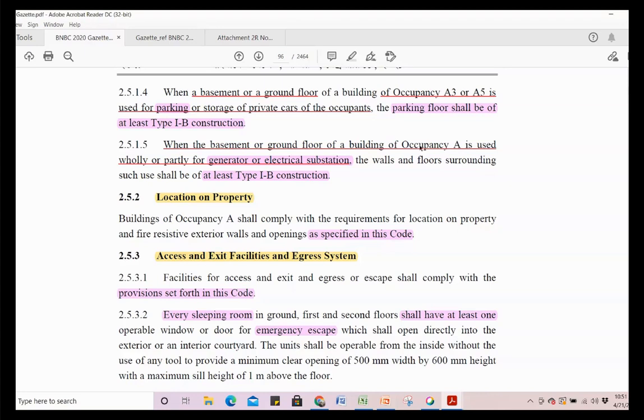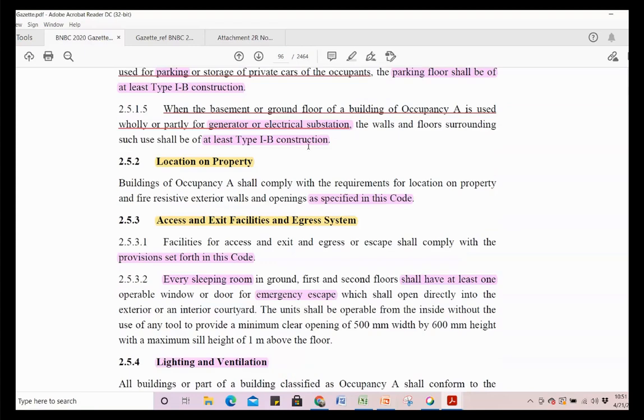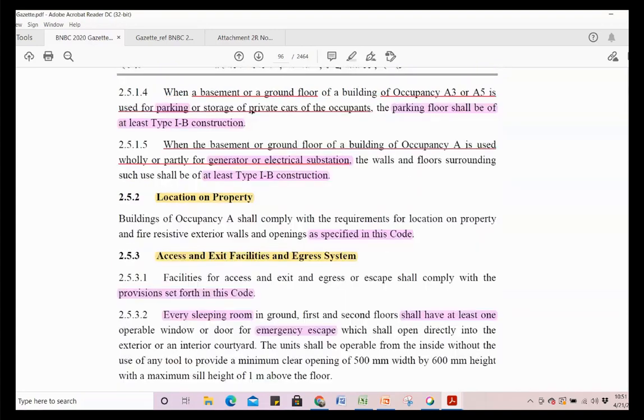So this is about mixed occupancy. When it is mixed with occupancy A3 or A5, this is the type of construction that is guided here. When the basement or ground floor of a building of occupancy A is used wholly or partially for generator or electrical substation, then the walls and floors surrounding such use shall be at least type 1B construction. So that is also a 3 hour fire rated construction. So parking and generator and electrical substations require special attention.